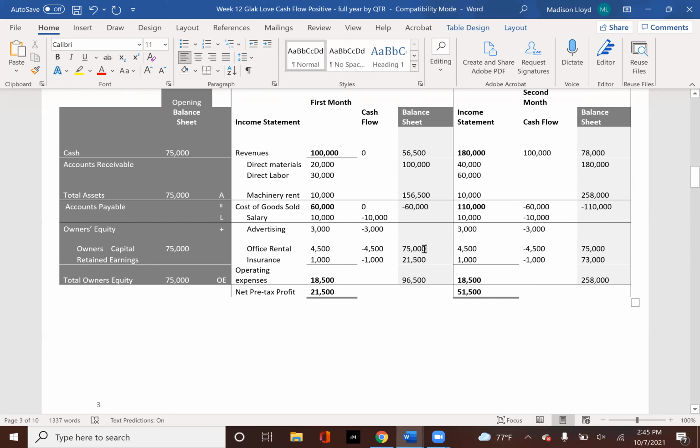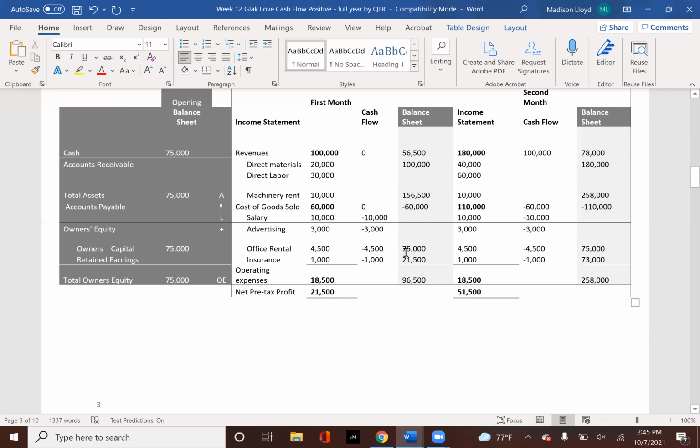So owner's capital is always going to be $75,000 because that's what we started with and that's what they invested. Your retained earnings is going to be obviously your profit at the end of this. So that's your revenues minus your cost of goods sold minus your expenses. That's going to be your profit. So that's what you retain. That's the earnings that you retain. So you're going to put those right there in the retained earnings.